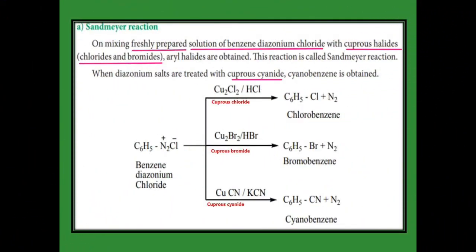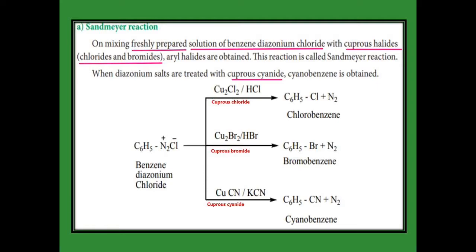When benzene diazonium chloride is reacted with cuprous chloride in the presence of HCl, we get chlorobenzene on removal of nitrogen. In the same way, when benzene diazonium chloride is reacted with cuprous bromide in the presence of hydrogen bromide, nitrogen is eliminated, and instead of chlorine, bromine is added to the C6H5, and we get bromobenzene.